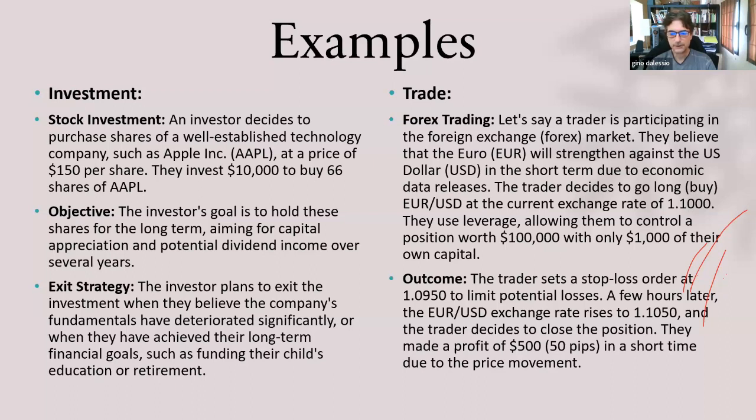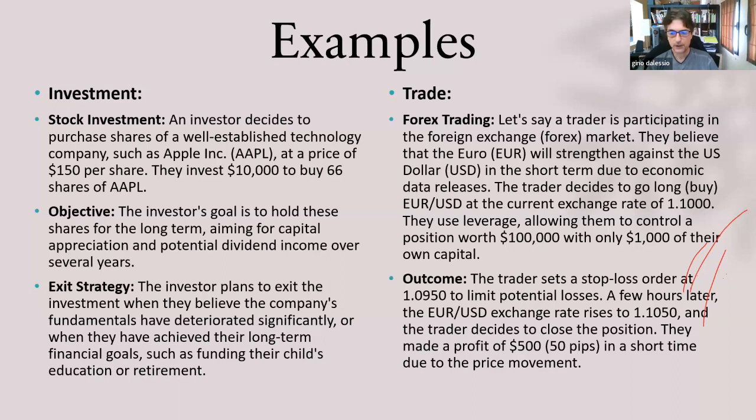If it goes up, good. If it goes down, then bad, he will lose. So to protect his losses, the trader will place a stop loss. Let's say he places that stop loss at 1.0950. So the broker automatically executes the sale of euro dollar and closes the position of the trader.